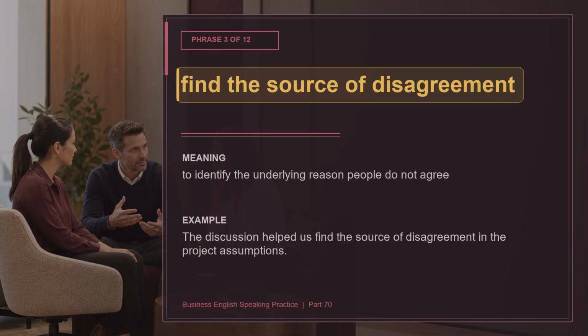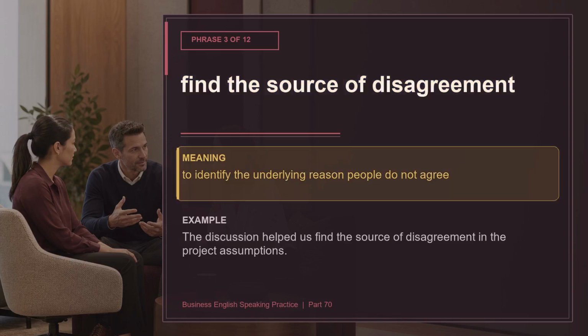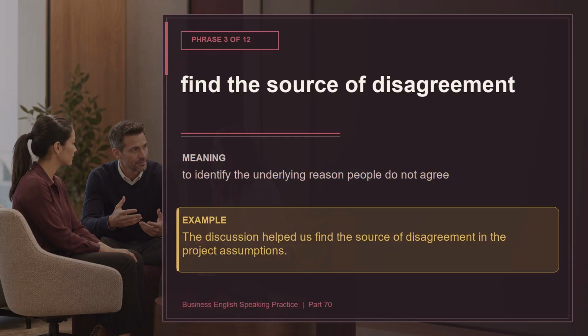Phrase 3. Find the source of disagreement. Meaning: to identify the underlying reason people do not agree. Example: the discussion helped us find the source of disagreement in the project assumptions.